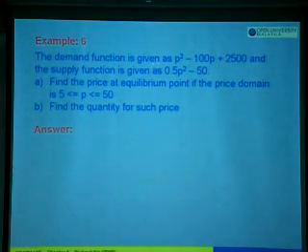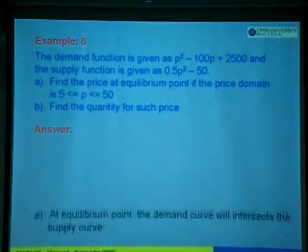The demand function is given as P square minus 100P plus 2500, and the supply function is given as 0.5P square minus 50. Find the price at equilibrium point. So remember, equilibrium is when the demand equals to supply, but we are told that the domain of the value of P must be in the region of 5 to 50. Next question, find the quantity for such price.